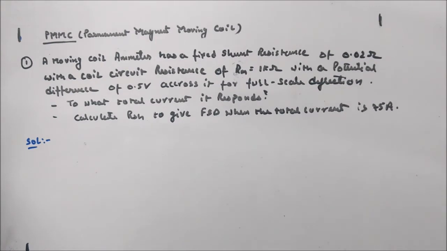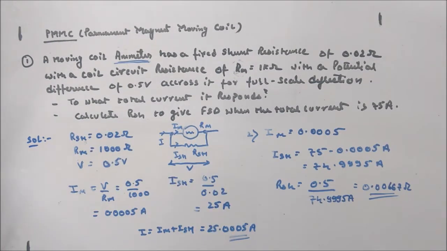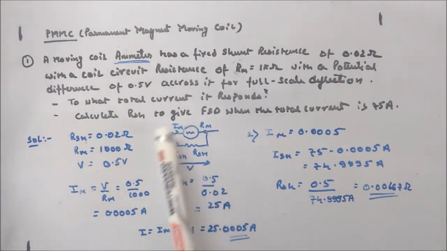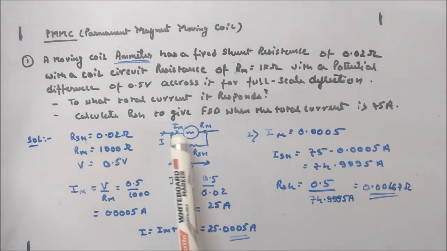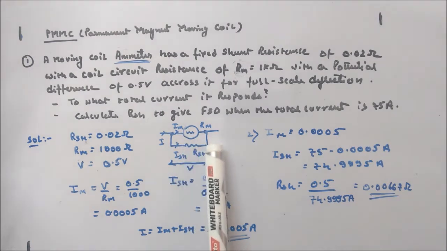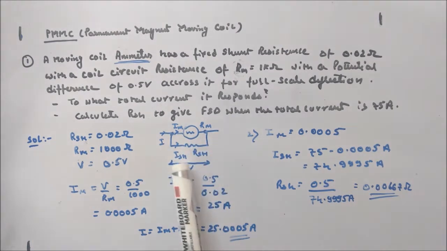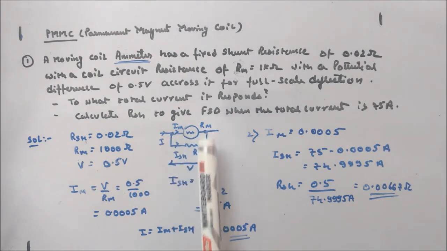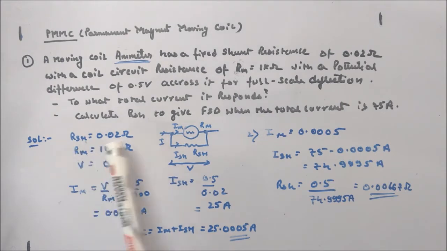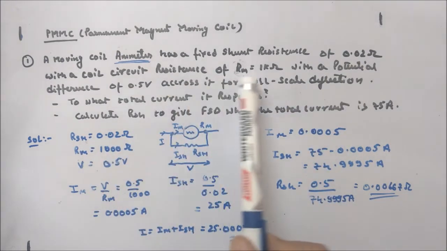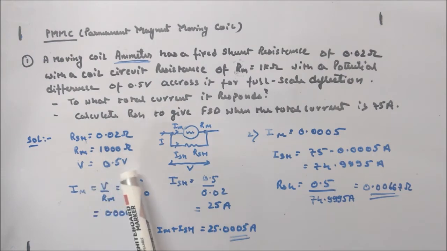Okay, let's look at the solution. The figure will look like this. Since we are using PMMC, moving coil, as an ammeter, the figure will look like this. Rm is your PMMC, Im will be the current across it, then RSH will be in parallel, the current will be ISH, the voltage between these two points is V, and I is the total line current. So RSH is given as 0.02 ohm, Rm is given as 1000 ohm, V is given as 0.5 volt.